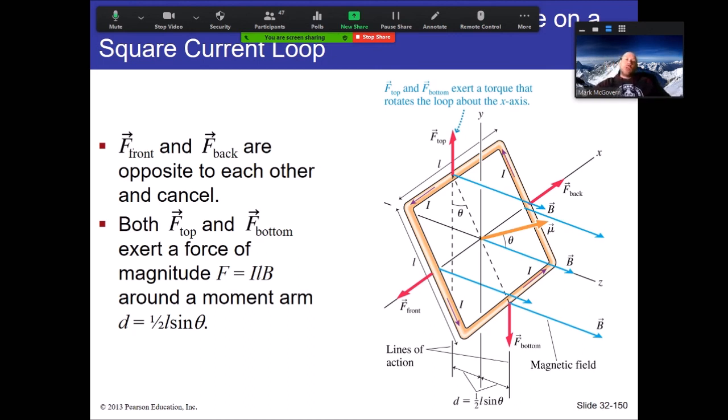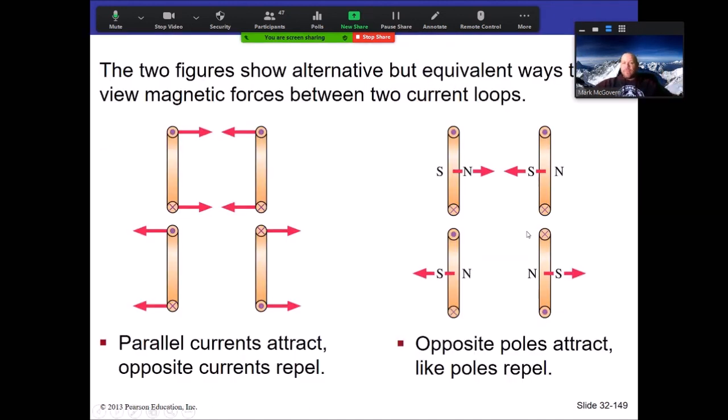for a current loop in an external field, not only can you have translational motion, as you just saw here, where you can have things attract or repel, but if any of these current loops are placed at an angle with respect to the magnetic fields, you will also have torque exerted on the loops.